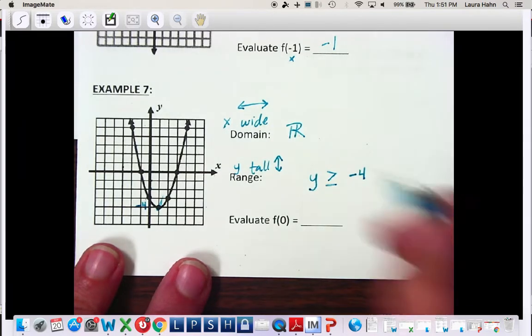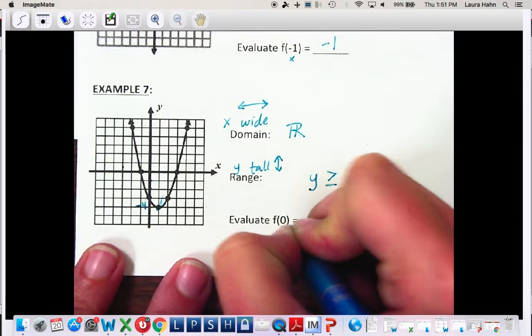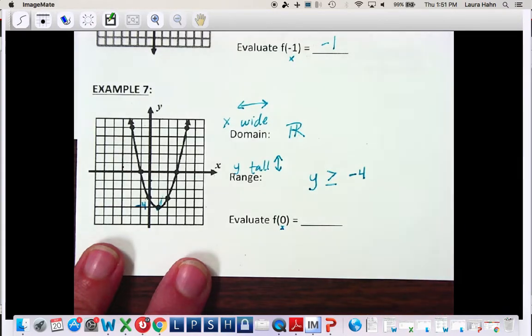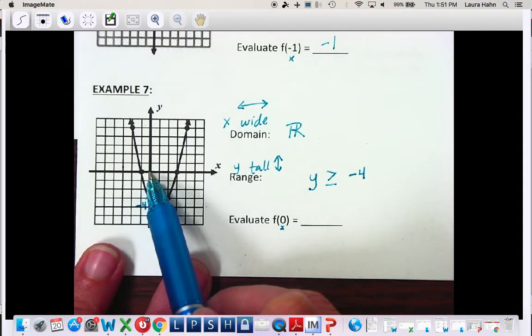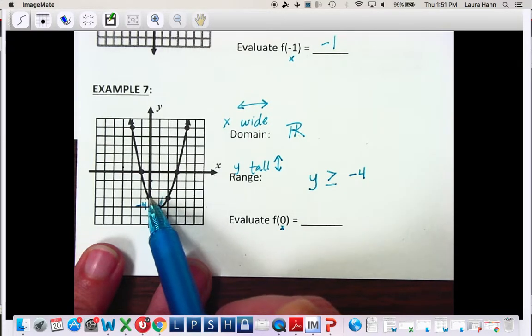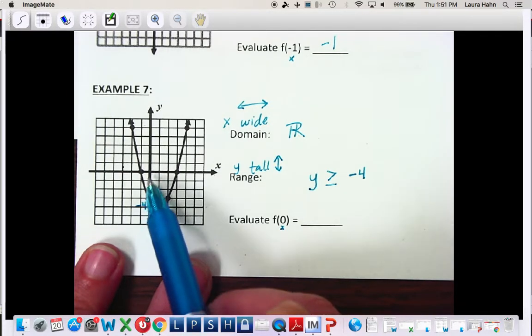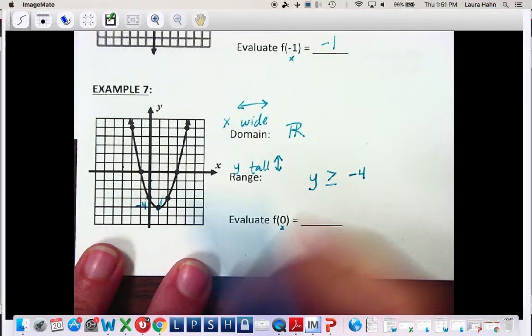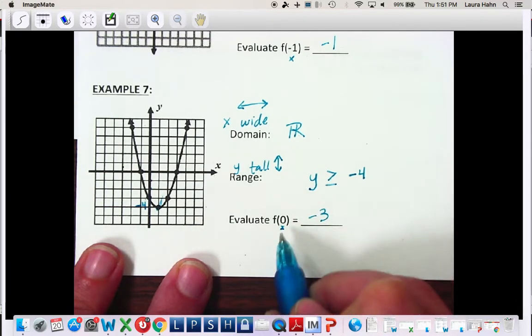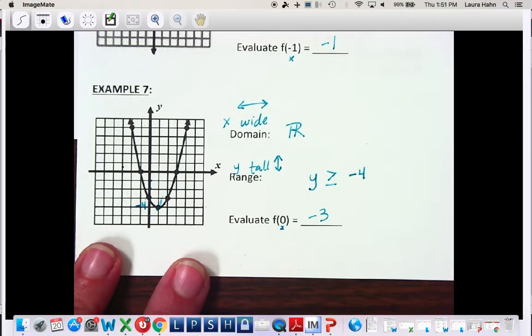Okay, evaluate f of 0. So let's go figure out what is y when x is 0. So x is 0 here, so I have to trace down until I hit my graph, and I have to go down 1, 2, 3. So when x is 0, we went down 1, 2, 3. So y is -3 when the x was 0.